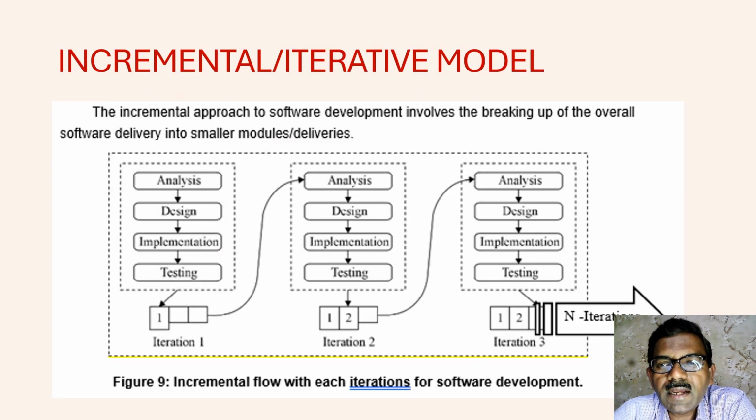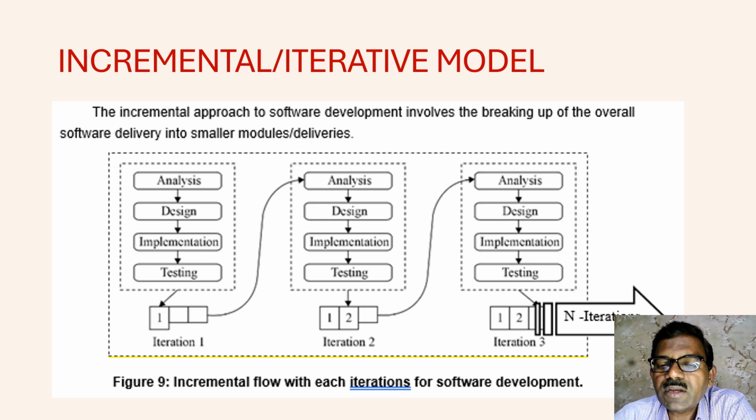Next model is the iterative or incremental model. Now, why is it called iterative? Because we are having iteration 1, iteration 2. There is a fixed number of processes which are repeated, right? So iteration 1 has analysis, design, implementation, testing. Iteration 2 has analysis, design, implementation, testing, and so on. So there will be n number of iterations, iteration 1, 2, 3, 4, and so on. But every iteration consists of these 4 activities.